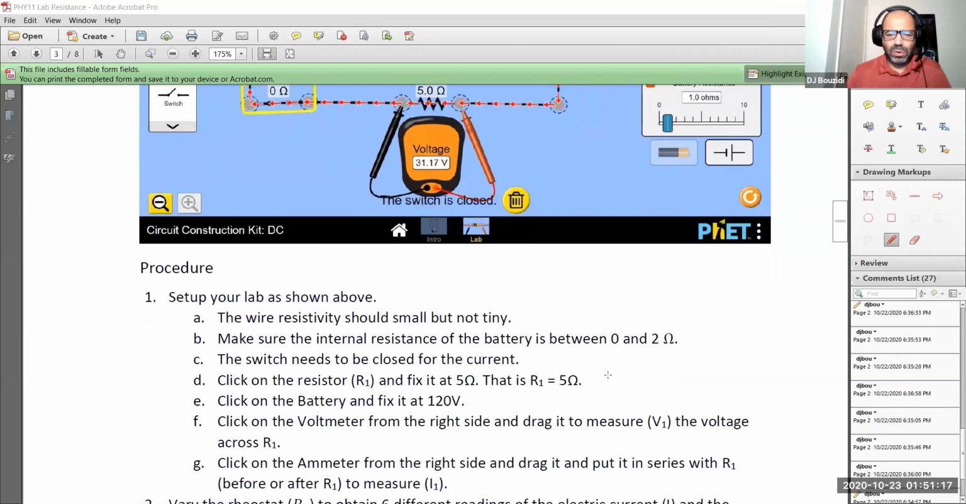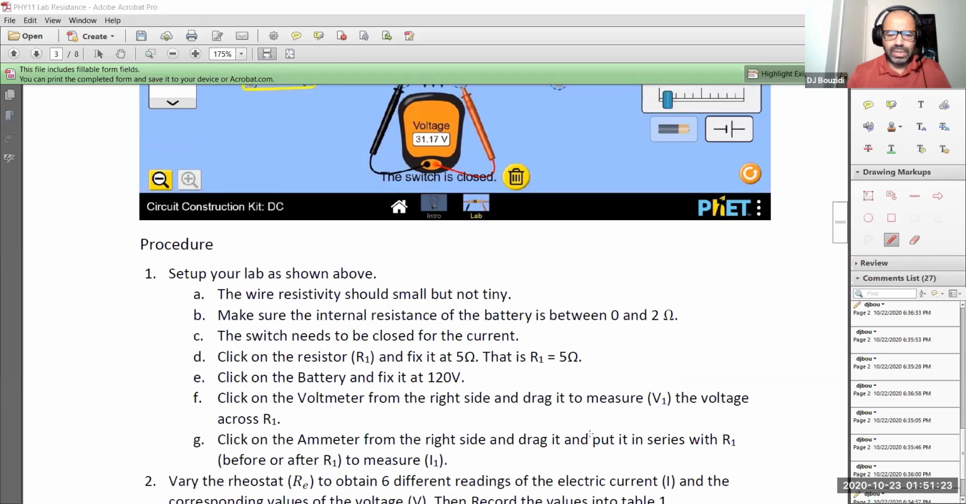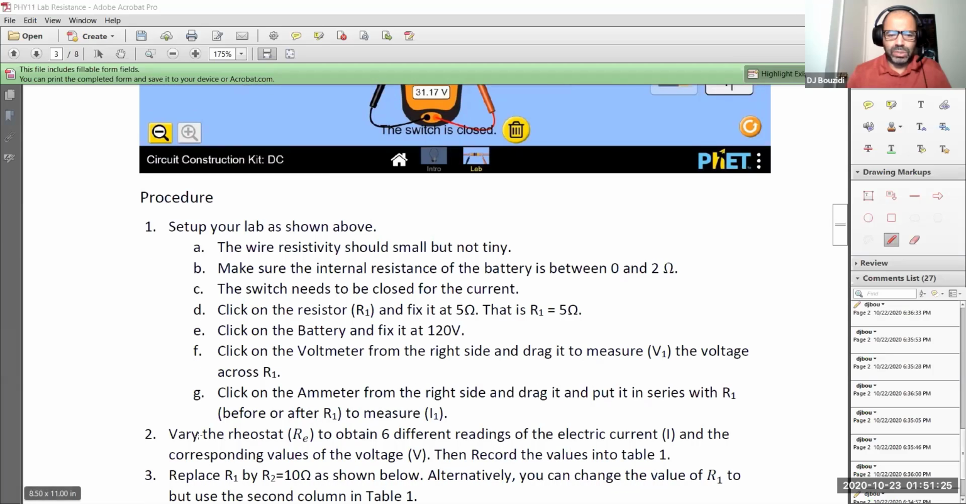So let's look now in terms of the R1 is 5 ohms, as we said. Click on the battery to fix it to 120 volts. Click on the voltmeter, drag it in there. Click on the ammeter and do the same thing.